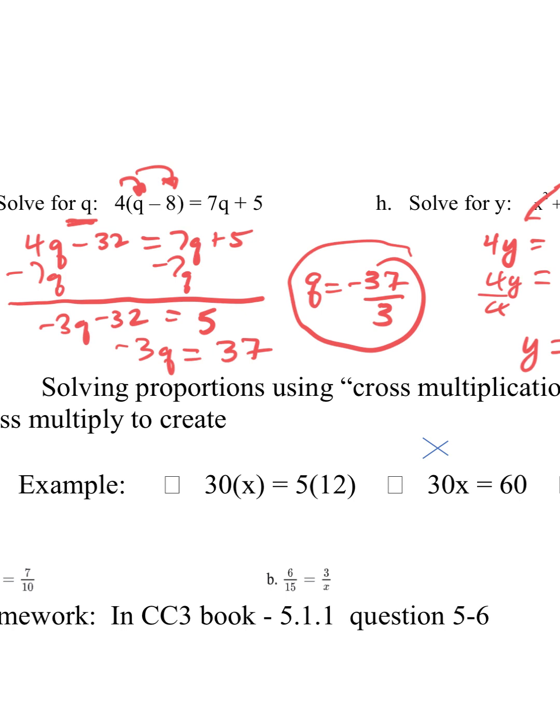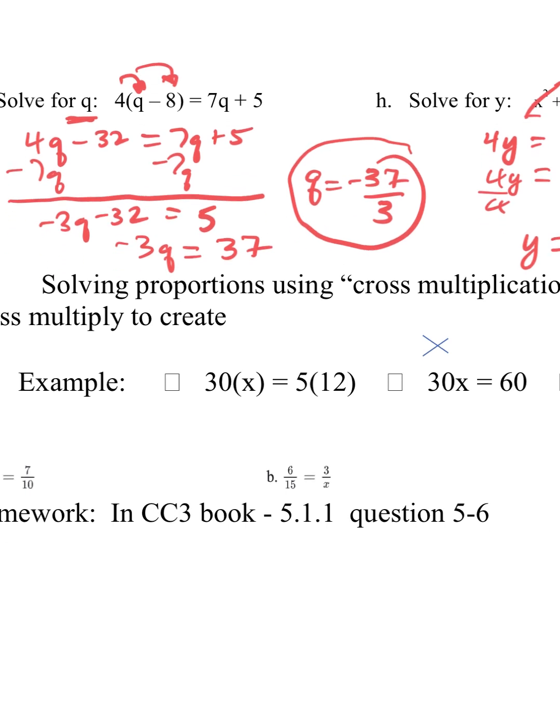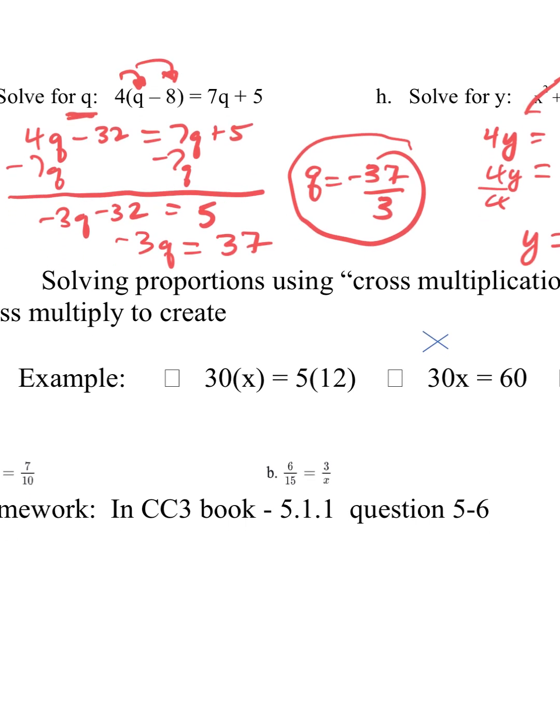So we are solving proportions using cross multiplication. This will become handy later on. So for example, what do we have? 30x. What is that? Looks funky to me. I'm not sure.